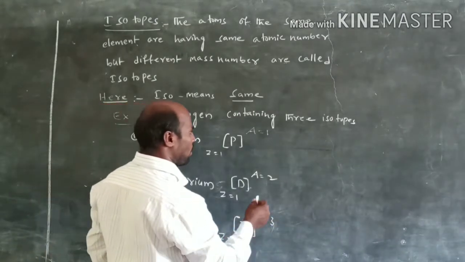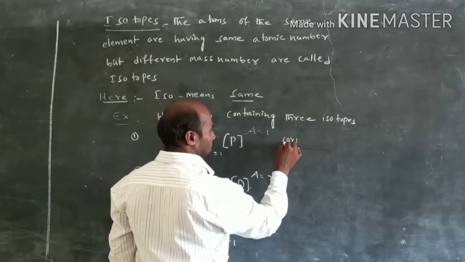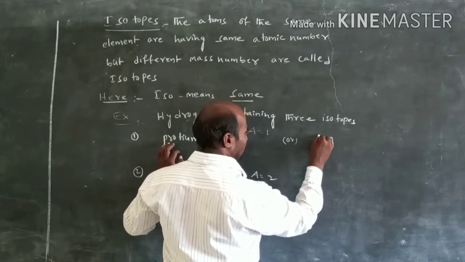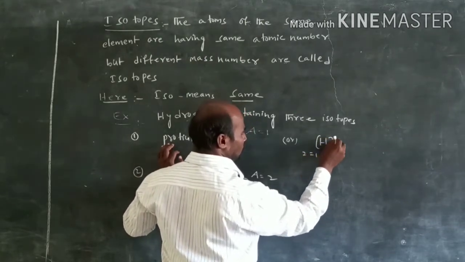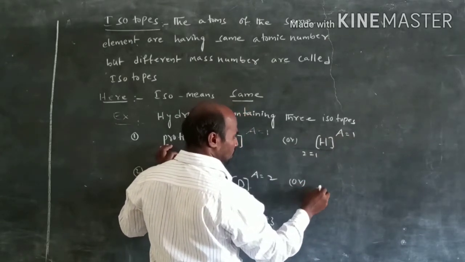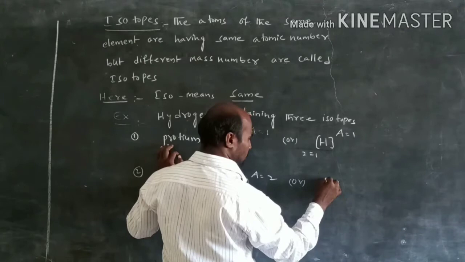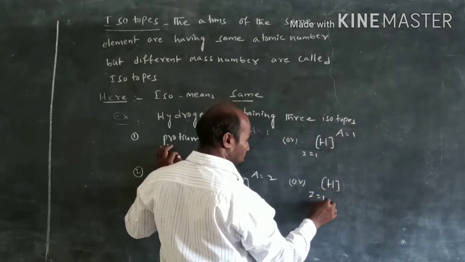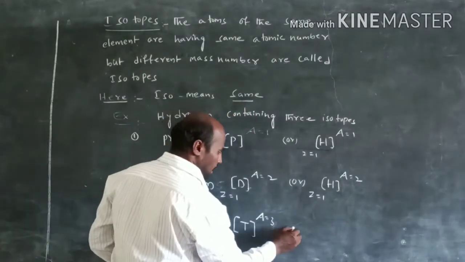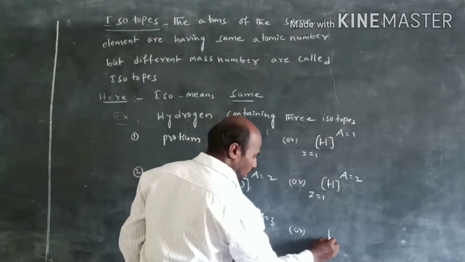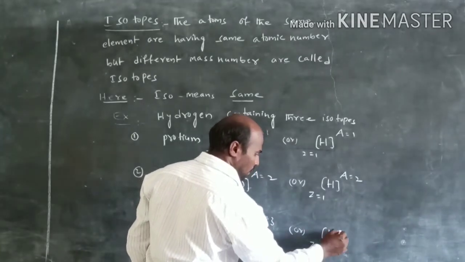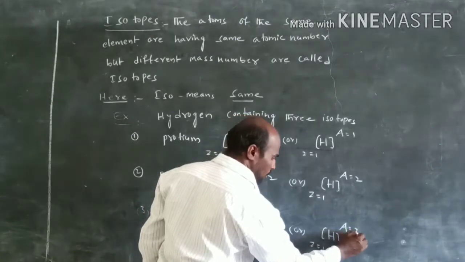So here also, hydrogen: atomic number Z is equal to 1, mass number A is equal to 1. Deuterium we can also write as hydrogen, atomic number Z is equal to 1, mass number A is equal to 2. Tritium, hydrogen, atomic number Z is equal to 1, mass number A is equal to 3.